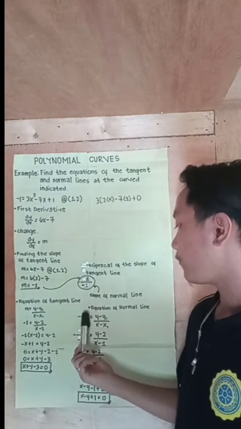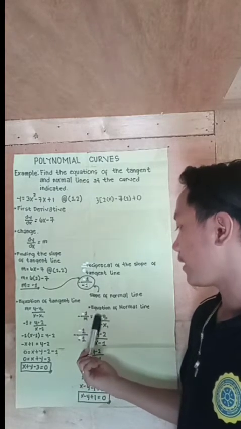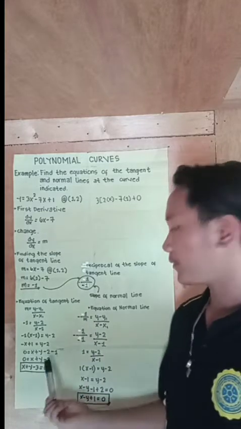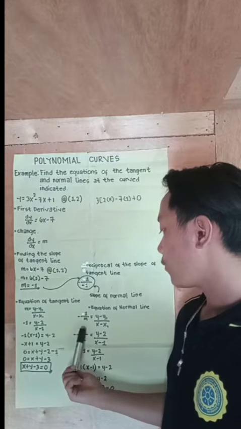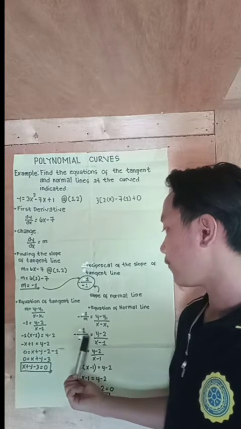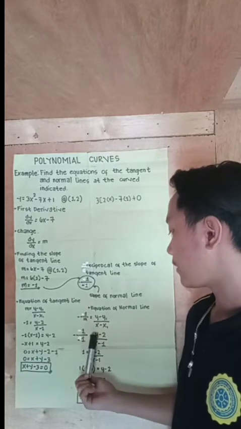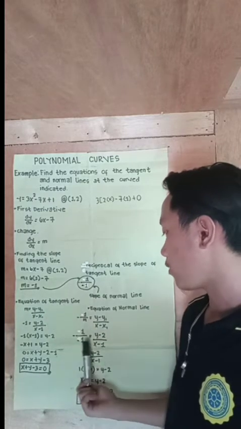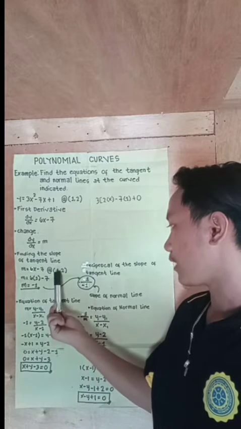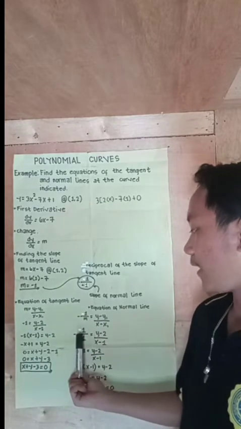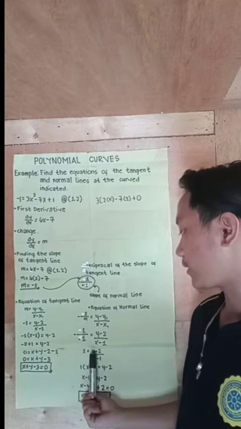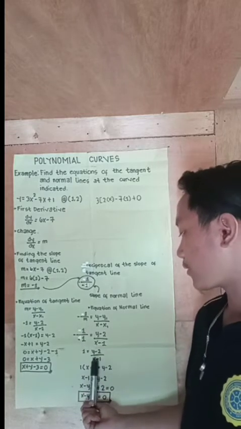So negative 1 over m equals y minus y sub 1 over x minus x sub 1. Substitute, so negative 1 over negative 1, so same ra siya, equals y minus 2, substitute gihapon ang atong y over x minus 1, substitute ang atong x. So kani siya negative 1 over negative 1 is 1 equals y minus 2 over x minus 1.